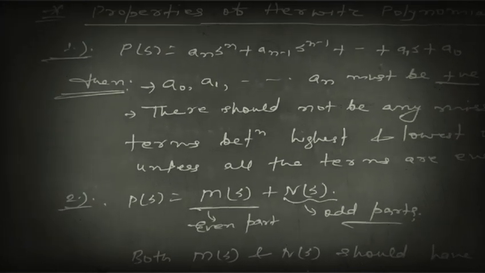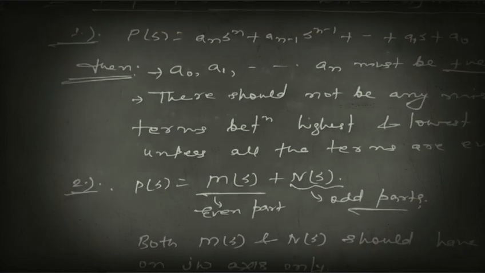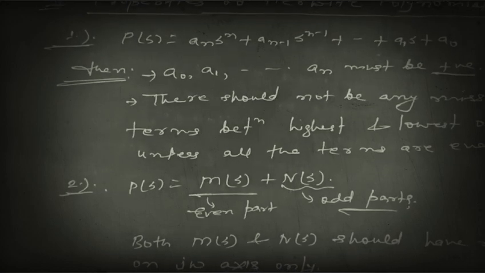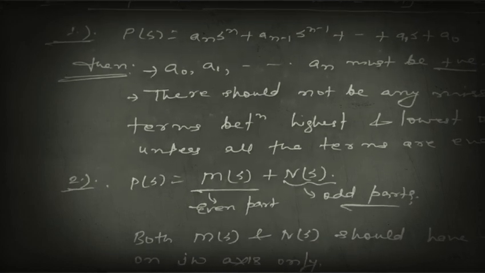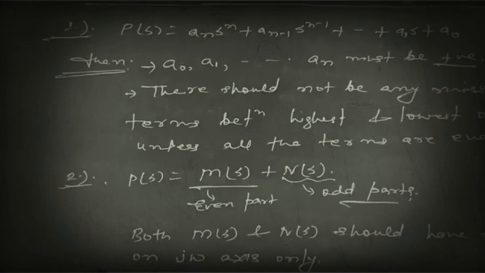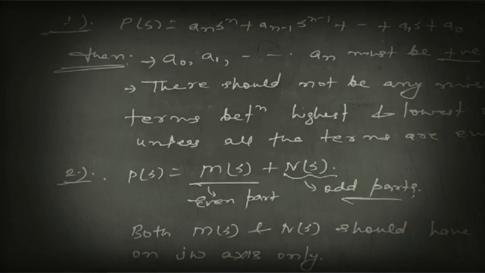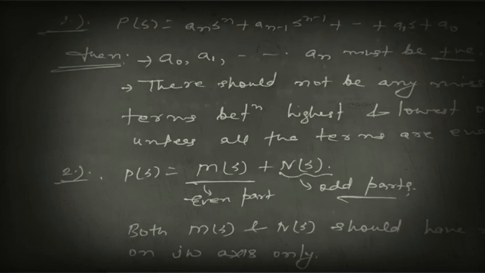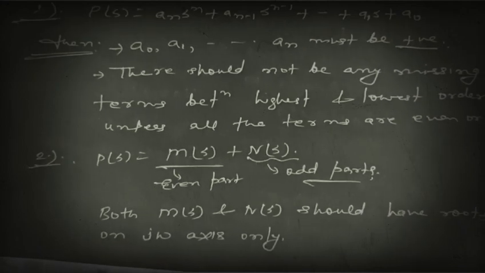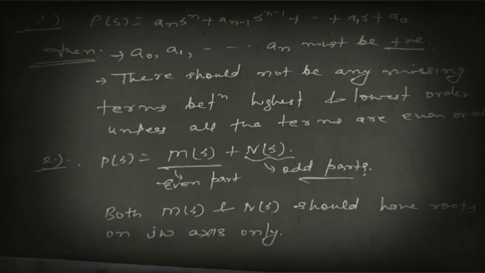Next, the second property is, we write P(s) equal to M(s) plus N(s). So what are M(s) and N(s)? Basically the polynomial P(s) consists of an even part and an odd part. We put all the even terms together, that is the even part, and it is represented by M(s), and we put all the odd terms together, and the odd part is represented by N(s). Both M(s) and N(s) should have roots on the j omega axis only.